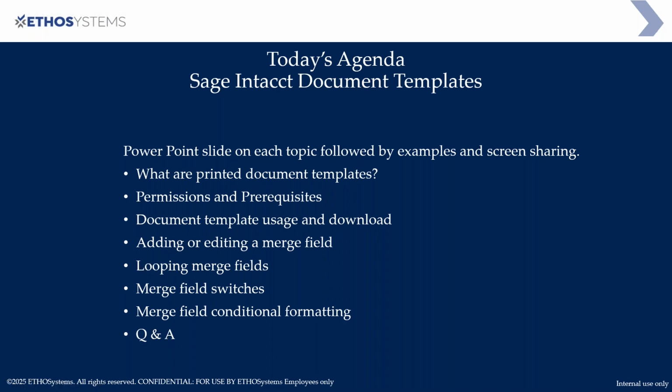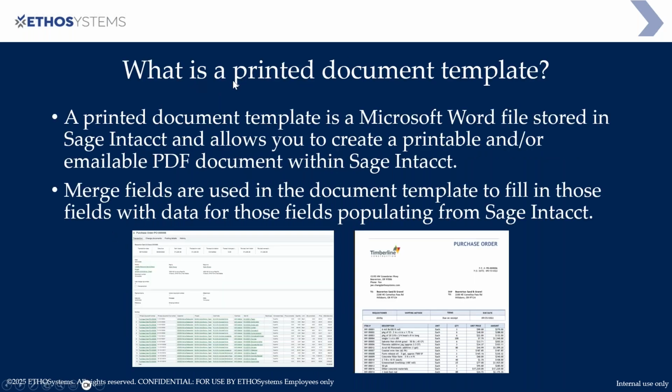Okay, so let's get into it. What is a printed doc template? A printed document template is a Microsoft Word file that's stored in Sage Intacct, and allows you to create a printable and or emailable PDF document within Sage Intacct. Merge fields are used in the document template to fill in those fields with data populating from Sage Intacct. I just took a quick screenshot of a purchase order transaction screen here with a printed doc template.